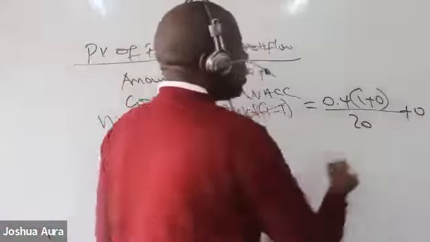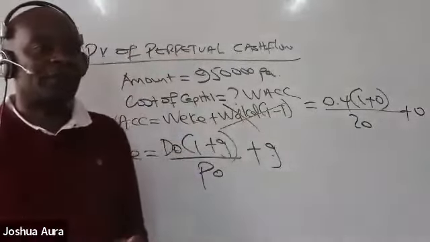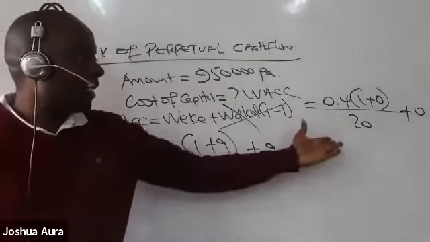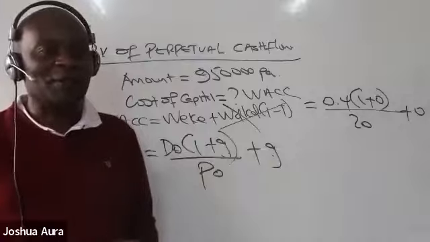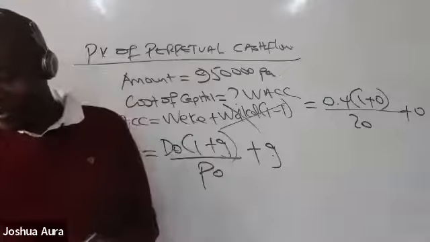Plus growth rate again, which is what here? Growth rate is 0 there. So then could you kindly give me this cost of equity? Give me this cost of equity.